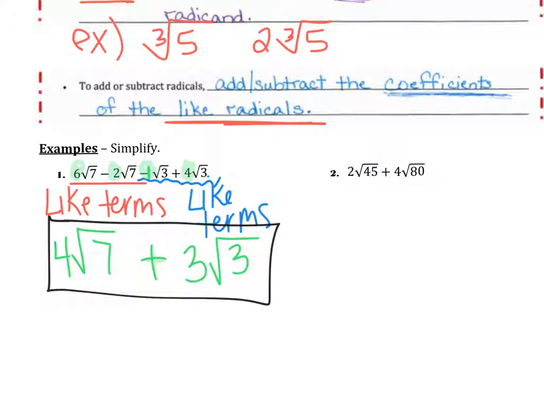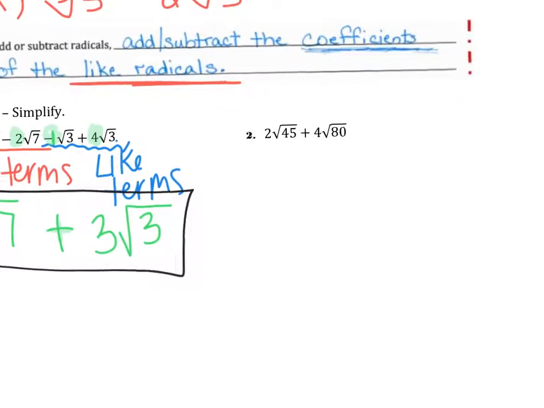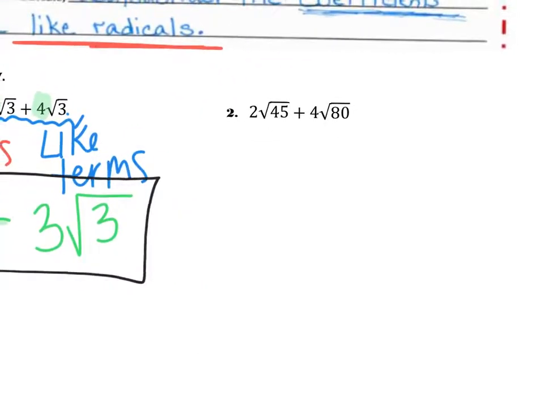Okay, so the key is looking for those like radicals and then identify the coefficients to either add or subtract together. Okay, so let's look at another example here. I am going to scroll over and we're going to look at example 2 from your workbook. Now the first thing I'm noticing, these are not like radicals. The first one is a square root 45, the second one is a square root 80.